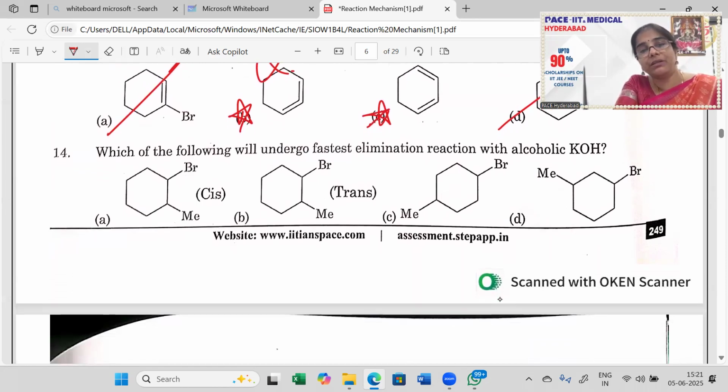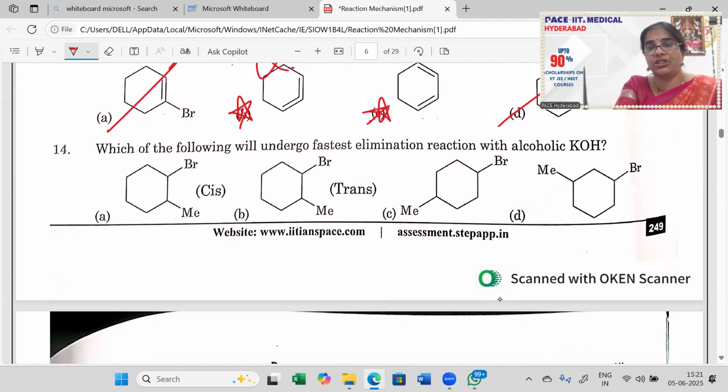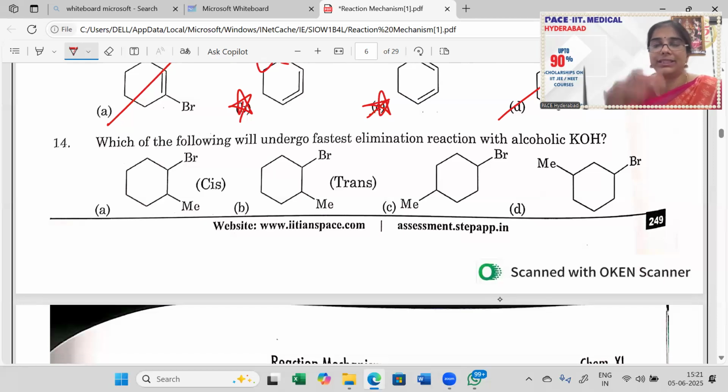Which of the following will undergo fastest elimination reaction with alcoholic KOH? Fastest elimination, I would say, cis and trans may. Trans is more stable, so cis will be undergoing faster. Option A and B may, A is more faster. Okay, and eliminations, as you can see here, bromine, and option C and D also, let us check.